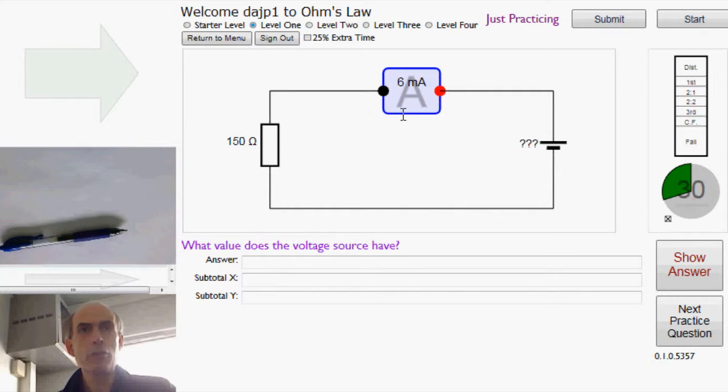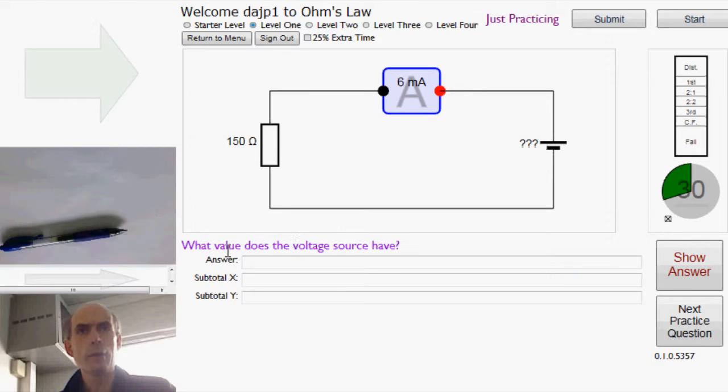The second thing is that this is an ideal ammeter, and an ideal ammeter has no resistance, so there is no voltage drop across the ammeter. So the voltage at this point here in the circuit will be equal to the voltage at this point here in the circuit. And since these are wires, the voltage at this point here must be equal to the voltage at this point here. In other words, the potential difference caused by this voltage cell here will all be appearing across this 150 ohm resistor here.